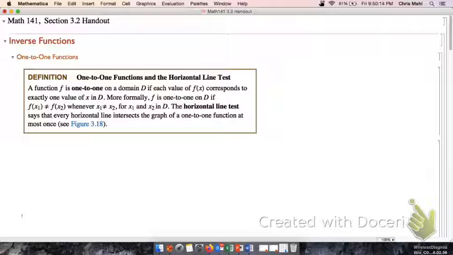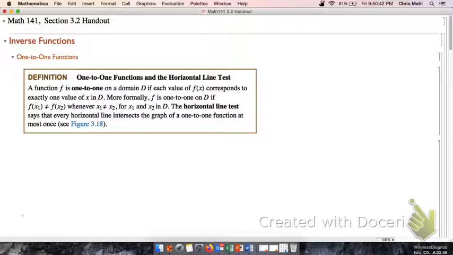So reading the definition carefully, a function f is one-to-one on a domain D if each output value f of x comes from exactly one value in the domain. So more formally, f is one-to-one if the outputs f of x1 and f of x2 are not equal whenever the inputs are not equal.